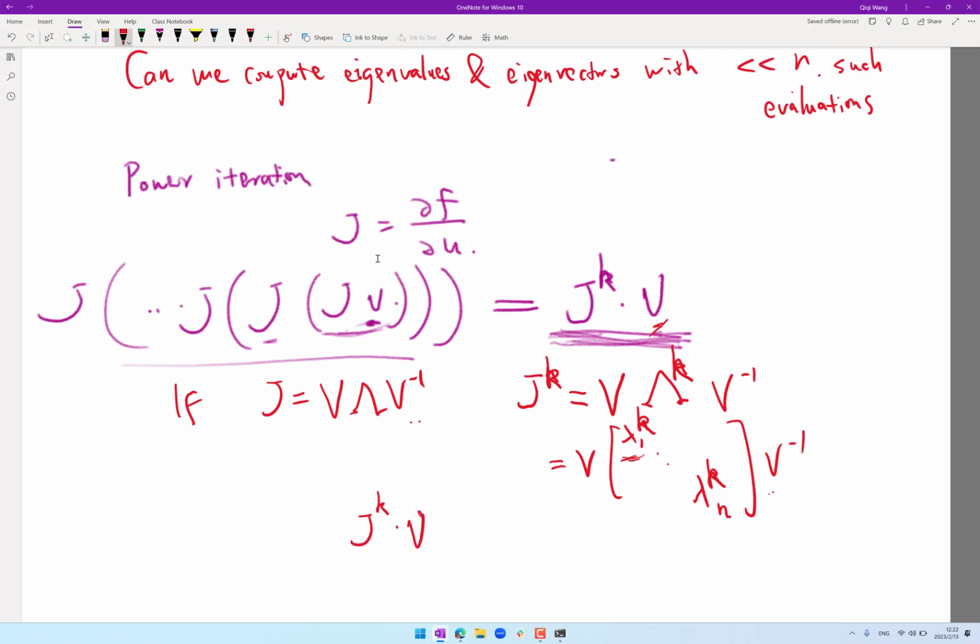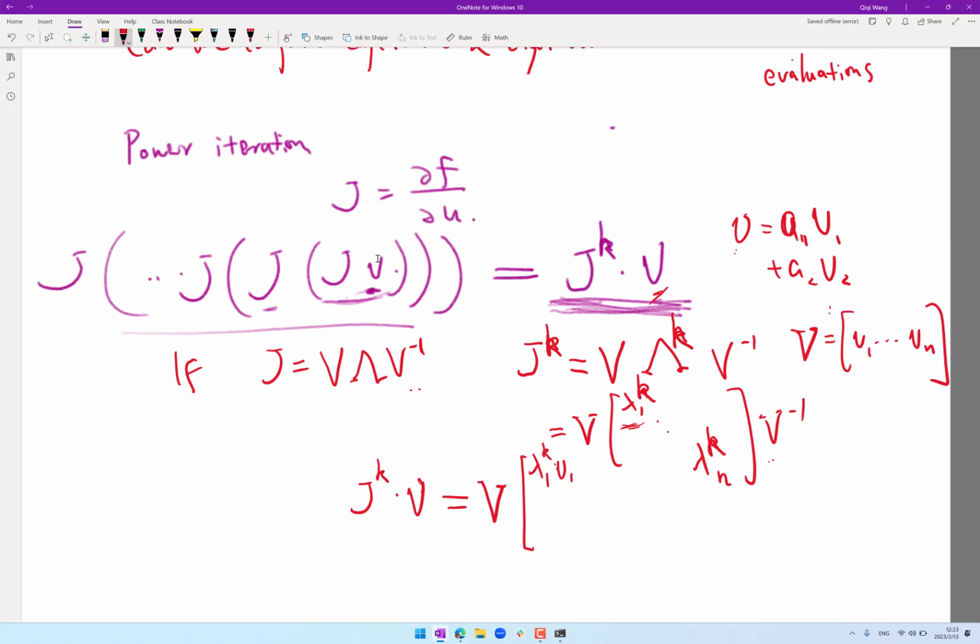then the magnitude of J^k times this small v would be equal to this big capital V, the eigenvector matrix, times lambda 1 to the kth power times V1, where v is equal to A1 times V1 plus A2 times V2, etc., where the V's are the eigenvector directions, and the big matrix V is equal to V1 through Vn. So I'm decomposing this initial perturbation into a summation of different eigenvector directions. Then this is lambda 1 times A1, etc., to lambda n to the kth power times An.